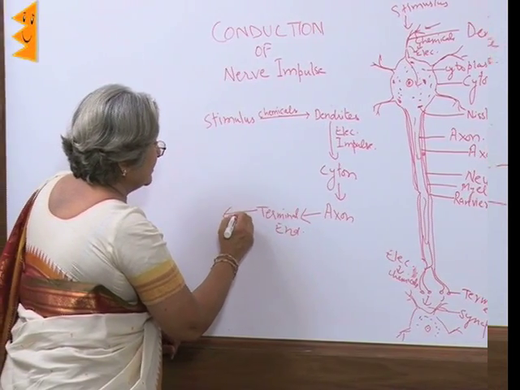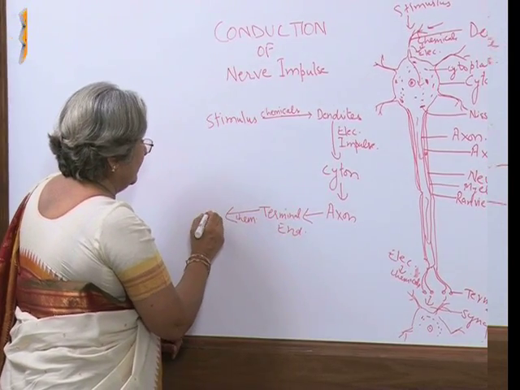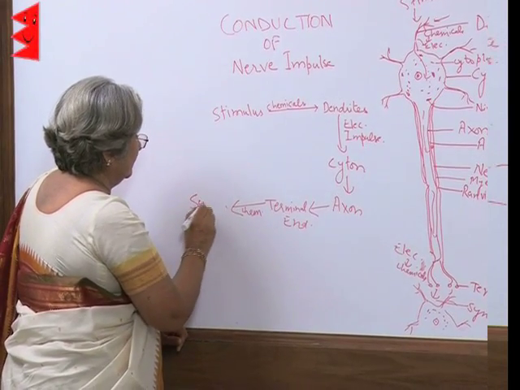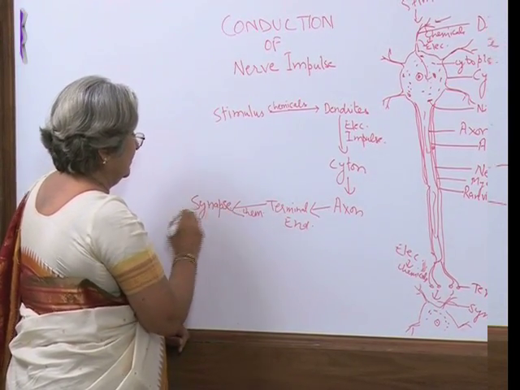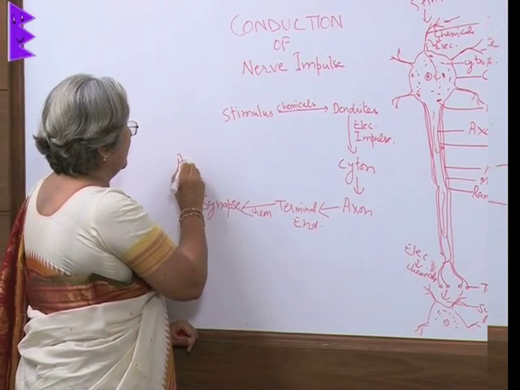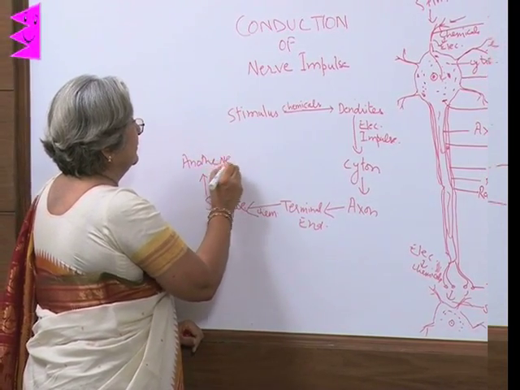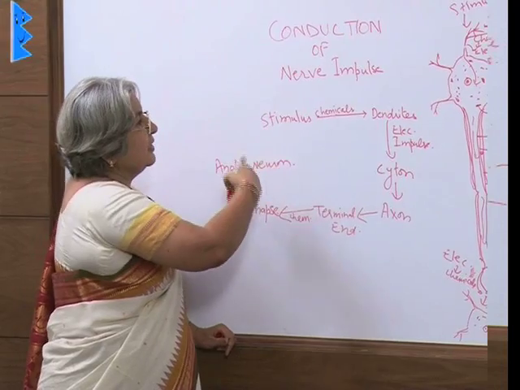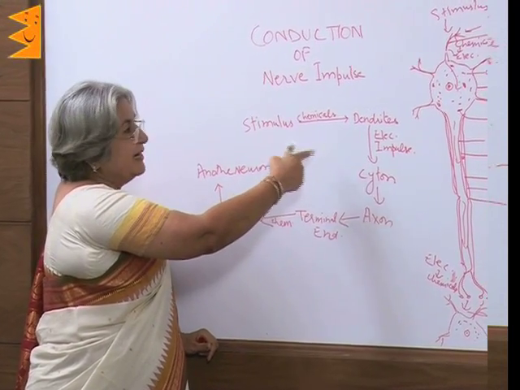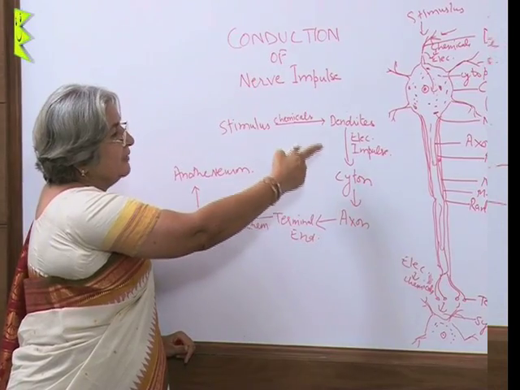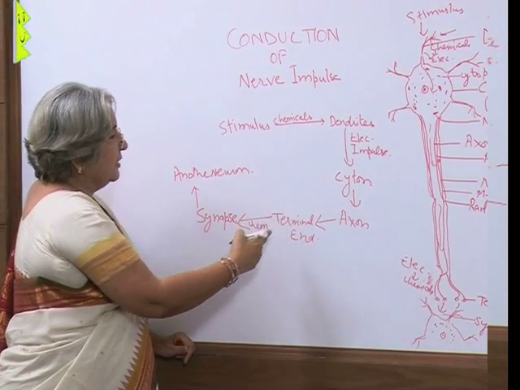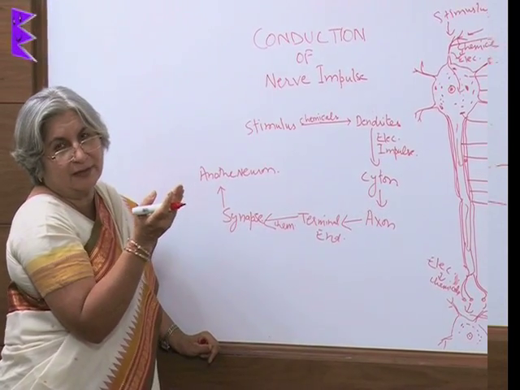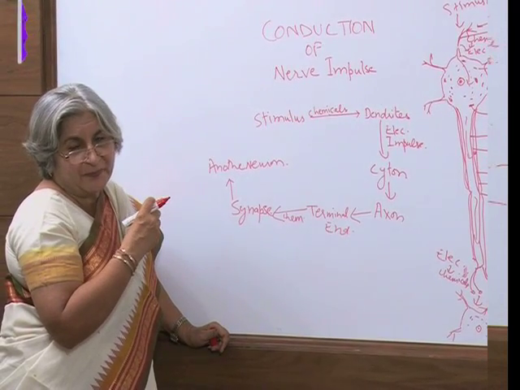again the chemicals, and then synapse, another neuron, and the process will be repeated in a similar fashion. Again stimulus, chemicals, going to dendrites, converting into electrical impulse, from there travelling through cyton, through axon, and finally into the terminal end, and then through the synapse to another neuron. So, the relay race goes on, right.